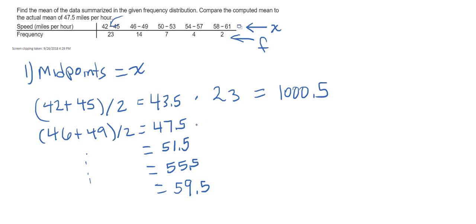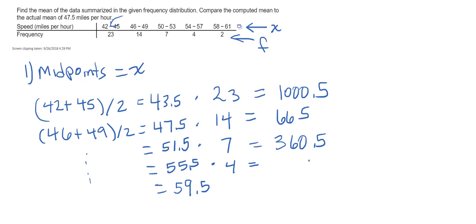1,000.5. I would take 47.5 times 14, and I get 665. Next one's times 7, 360.5. Next times, where am I at there? 4. And I get 222. Next one, 59.5, and I get 119.